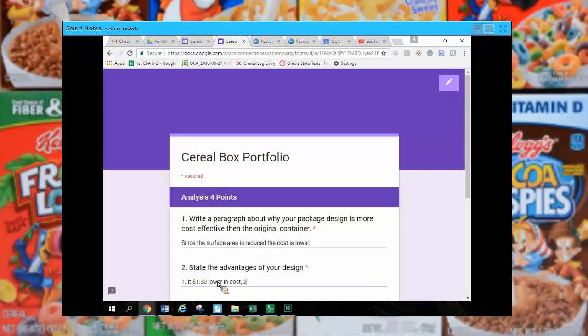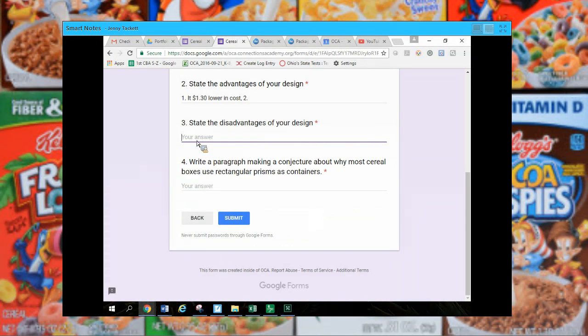2. What else can you say? 3. What is the disadvantage? Doesn't stack as well, maybe. Look in your mom's shelves. What are most of the items in her shelves? How do they stack? You come up with those reasons. And then you're to make a conjecture about why most manufacturers would choose to use rectangular boxes, even though you came up with a lower costing shape. That is up to you to write.